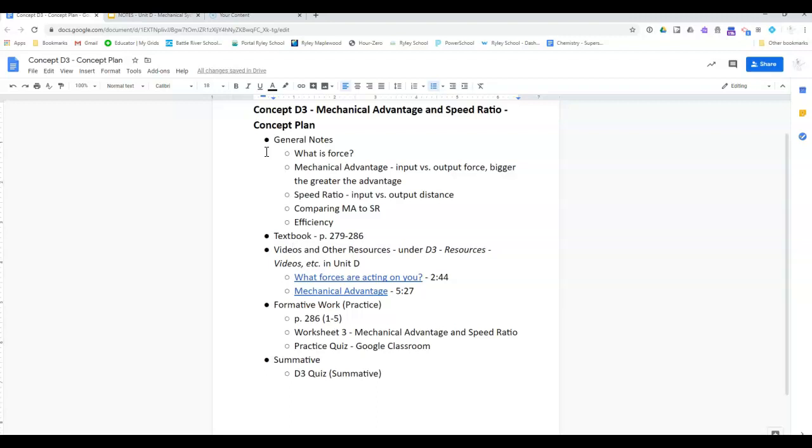So if you've got those two done, you've done the practice quizzes and the summative quizzes for those, then you are now ready to move on to Concept D3, which has us looking at mechanical advantage and speed ratio and how that relates to efficiency. So as you can see up here on my screen, we're going to talk about what force is to start with. We'll talk about mechanical advantage and speed ratio. We'll compare the two to each other, and then we'll quickly talk about efficiency.